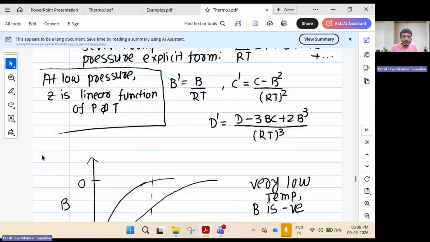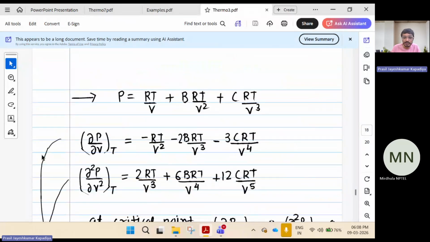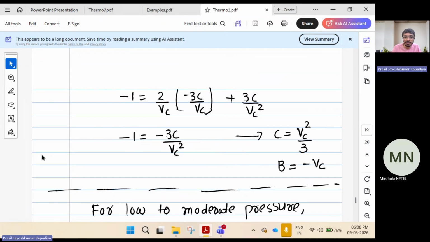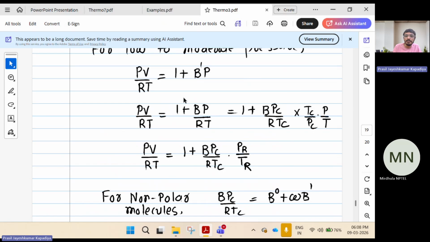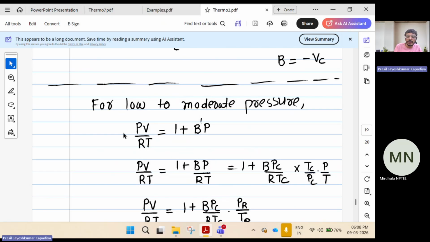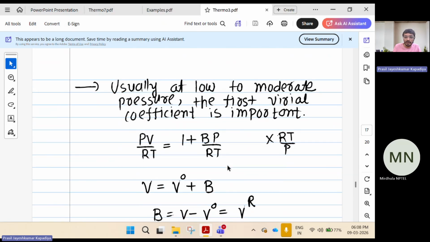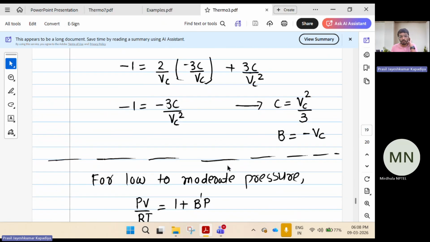So when we were dealing with the virial equation of state, it has this kind of term: PV by RT is equal to 1 plus BP by RT. So this B is my interaction term. When I am dealing with low to moderate pressures, I can neglect higher order terms. I have considered BP by RT. If we go further, there will be a term like C into P by RT, and those kinds of terms we can ignore when we are dealing with low to moderate pressure.